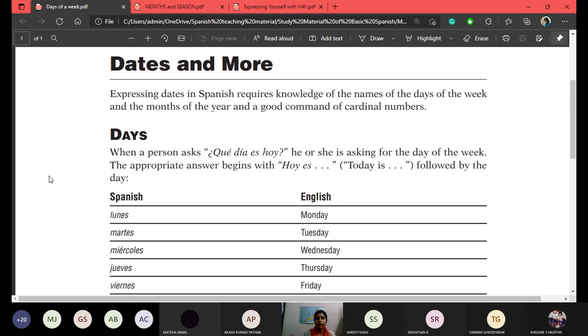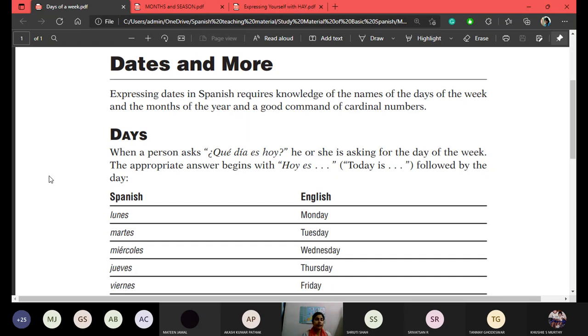So I was talking about the days. The question comes here: ¿Qué día es hoy? Qué is what, día is day, es is is, and hoy is today. So this is the question when we want to know the day today. For example, I may ask you, ¿qué día es hoy?